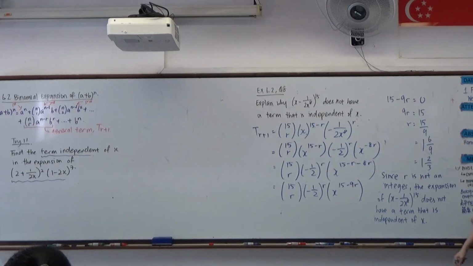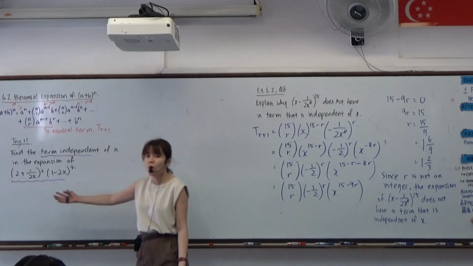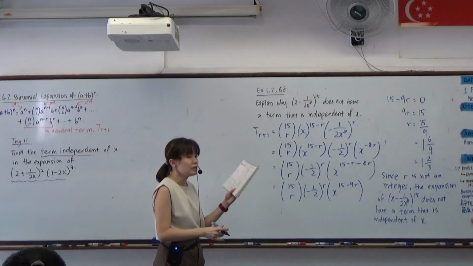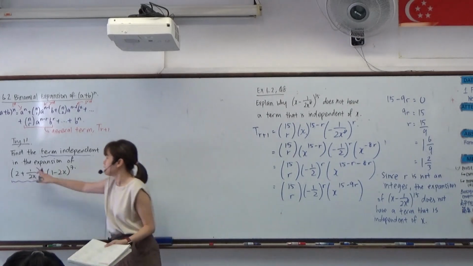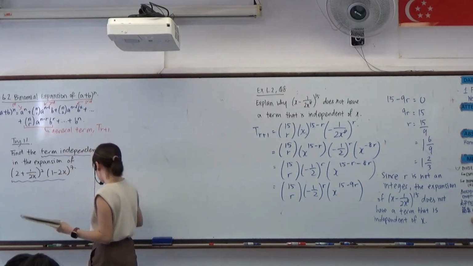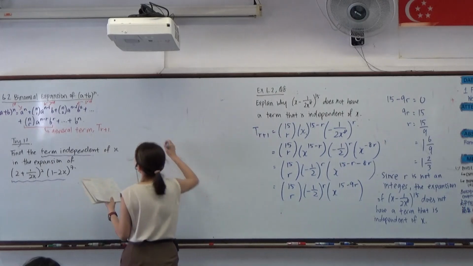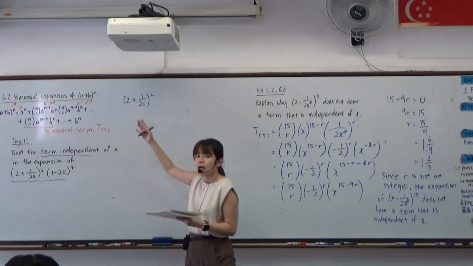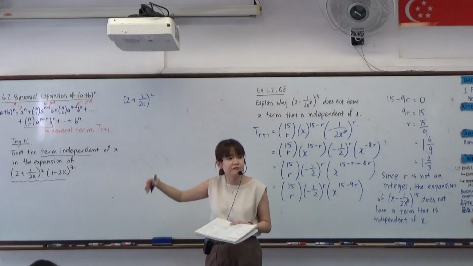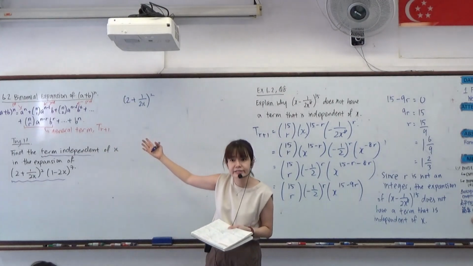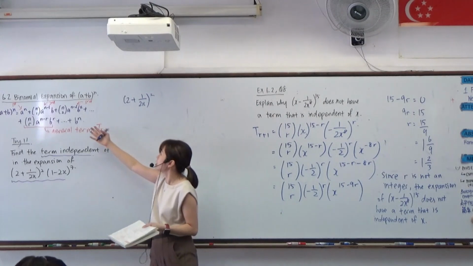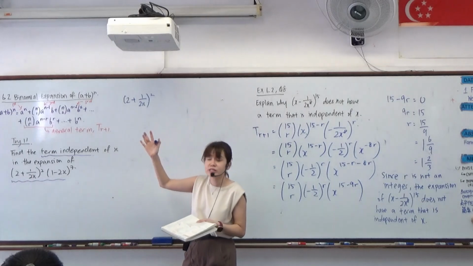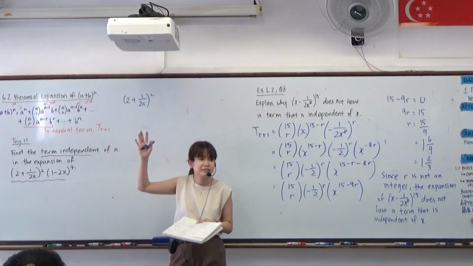We want the term independent of x for the whole expansion, not part by part. So let's do things part by part though. We can do this part first and then this part. Expand this 2 plus 1 over 2x squared. How do we expand this? Do we use the formula? Yes. Who will use the formula to expand this? Who wouldn't use the formula to expand this?